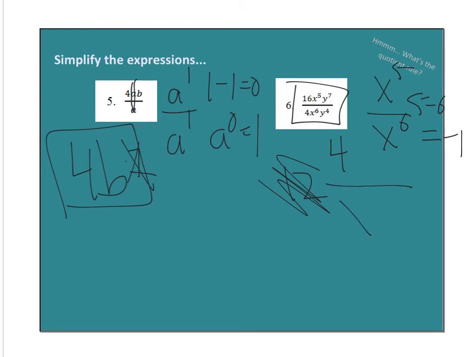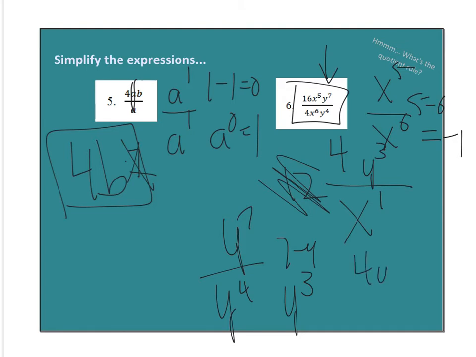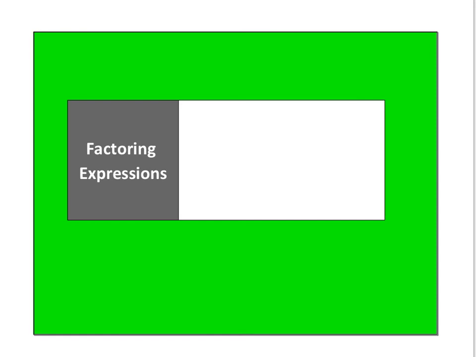So that means it's going to go in the denominator. So x to the 1st is just x. The y's, y to the 7th over y to the 4th, that's going to be 7 minus 4, which is going to be 3. So that's going to be 4y cubed over x. There's my answer.